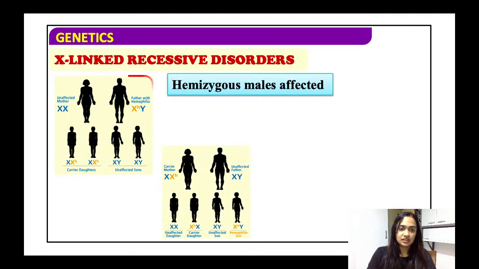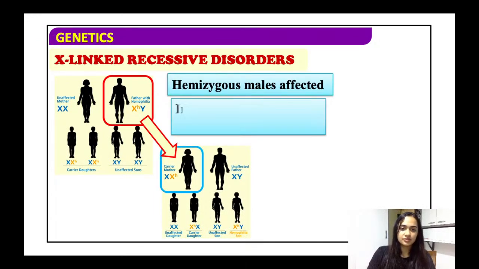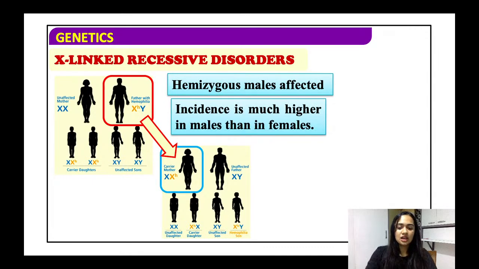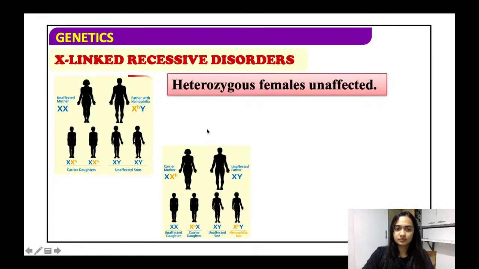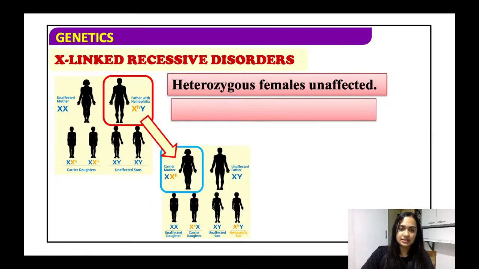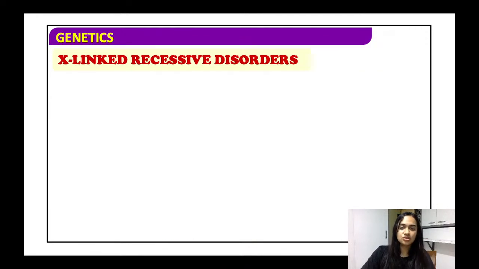Now coming to the hemizygous males, who are affected. By hemizygous I mean that because they have only one X, they don't have two X's. The incidence is much higher in males than in females. Heterozygous females are unaffected and there is no male to male transmission of the disease.